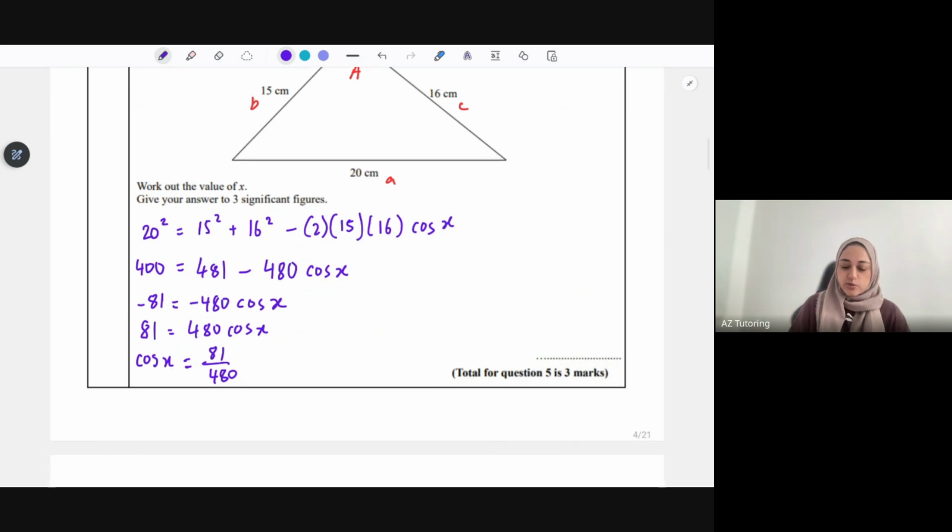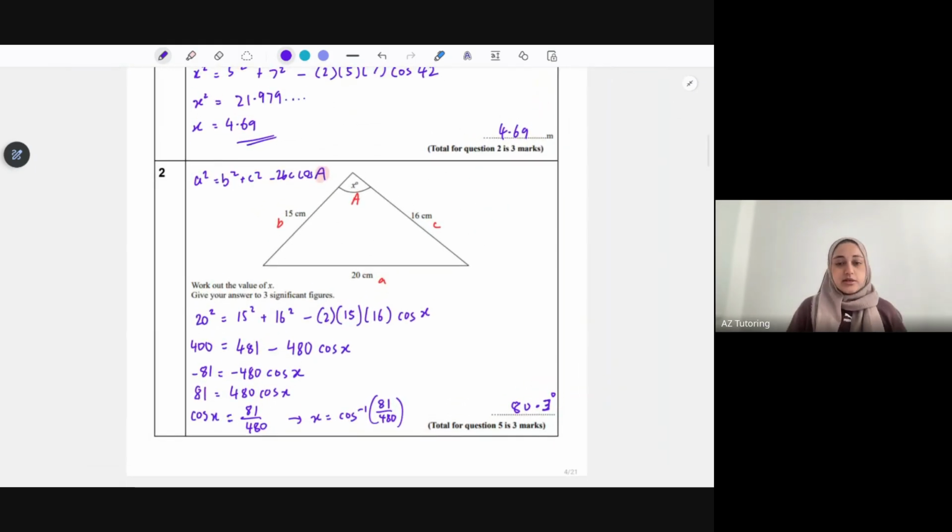And then finally, to work out x, all we're doing is just the inverse of cos, right? To pull out this x, x equals cos to the minus 1. So click shift on your calculator, press cos of 81 over 480. Putting that in your calculator, you end up getting 80.3 degrees to 3 significant figures, and that's your answer.